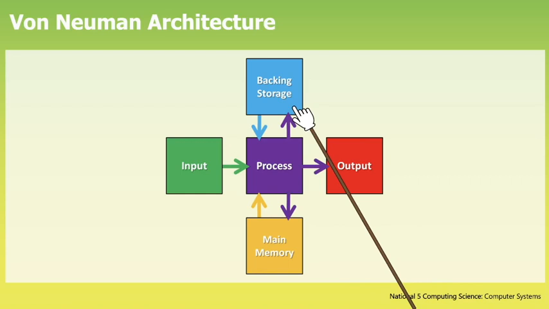From the processor, we also have backing storage. So this is my computer hard drive, or I've got a CD drive, or I've maybe got a USB flash drive plugged in. And then we've got main memory, which I use all the time. The main form of main memory is random access memory, or RAM. So I've got this PowerPoint loaded up on my computer, which means it is currently sitting in RAM.